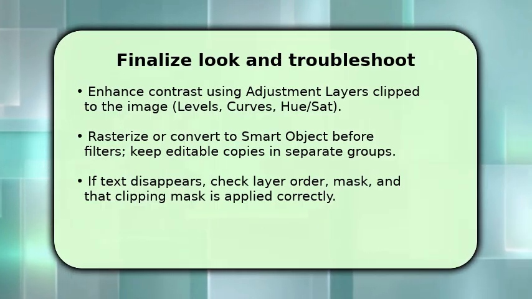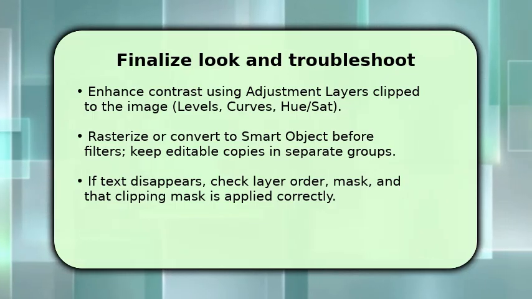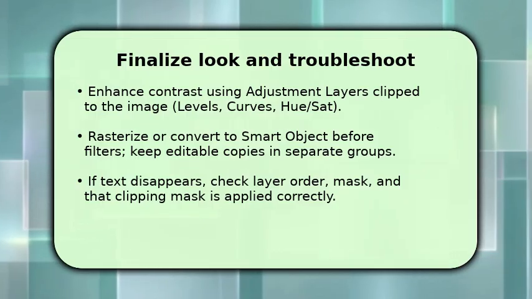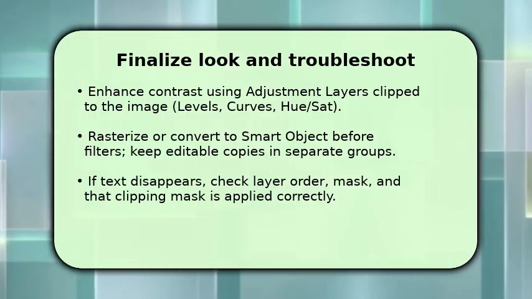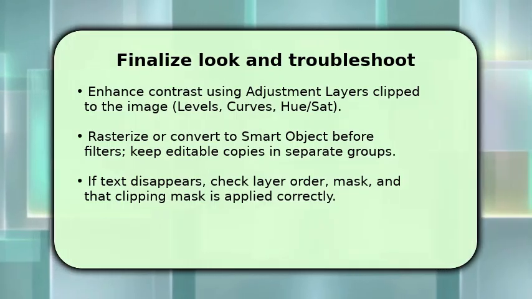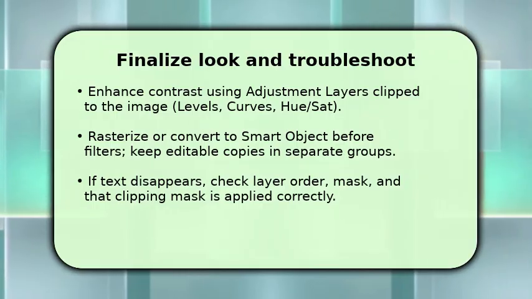Convert the image to a smart object before filters if you plan effects, and keep an editable duplicate in a hidden group for safety. If the text vanishes or shows wrong, make sure the image is directly above the text, the clipping mask is active, and the text layer is not rasterized or hidden. That fixes most issues.